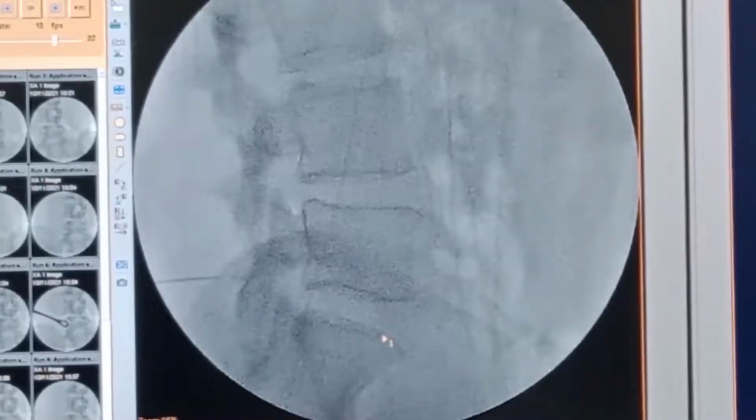So in the lateral view, we have the L5 vertebra confirmed along with the top of the sacrum. This needs to be confirmed again because sometimes there is lateralization of the lumbar vertebra.